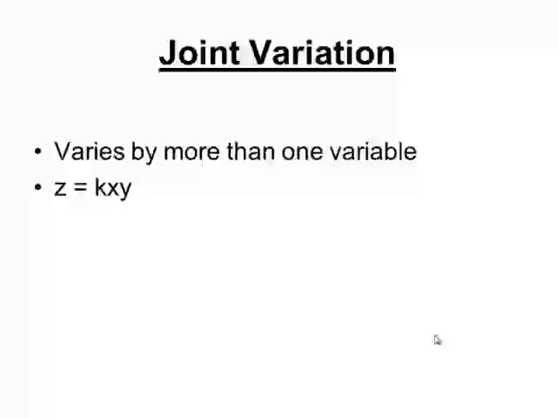One more type of variation for us today is joint variation. Joint variation is like a direct variation, but it has more than one variable involved in it. So joint is a multiplication variation, but we also have an extra letter in there.